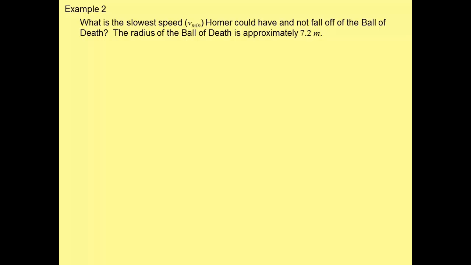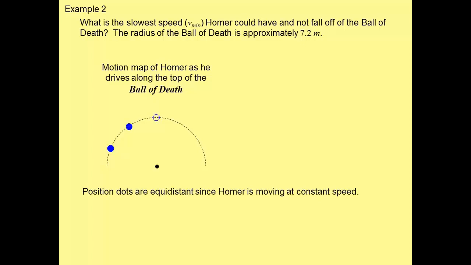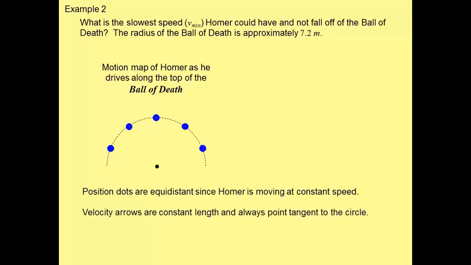Now, where is Homer most likely to fall off of the ball of death? Of course, at the top. So let's very quickly here do a motion map of Homer as he drives along the top of the ball of death. As in the last one, if he's moving in essentially a constant speed as he goes around the loop, the position dots should be equidistant. Make sure there's one right at the very top. The velocity arrows will always point tangent and should be constant length because it's constant speed. So there's the velocity arrow. So at the highest point, moving to the right.